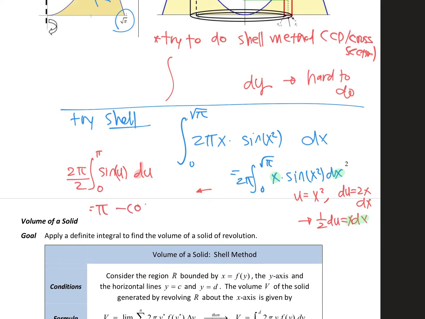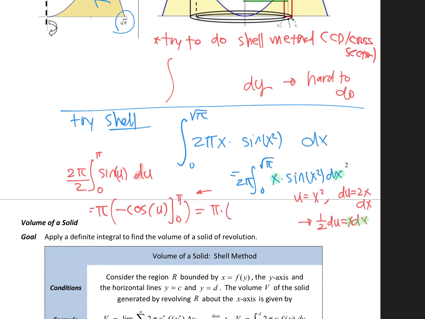The antiderivative of sine is negative cosine. So pi times negative cosine of pi, which is negative 1, so negative that is 1, minus negative cosine of 0, which is 1, so minus 1... so it's 2 pi. So that'll be my answer, all right?